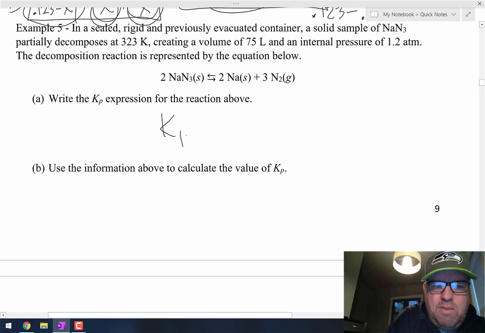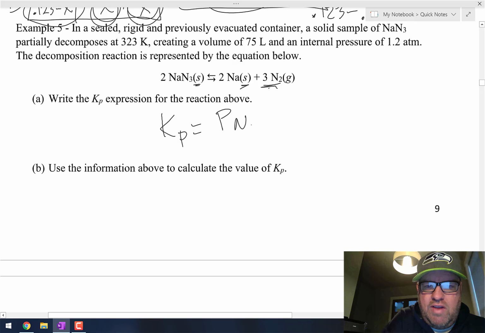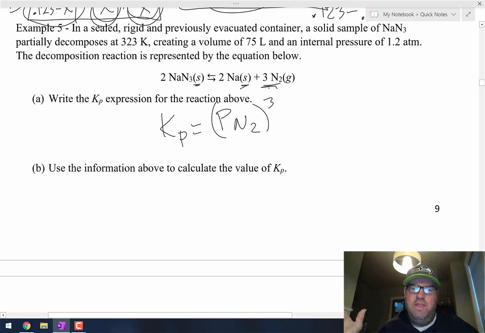So Kp is going to equal, and again, be real careful, because I see solid and I see solid here. Oh, well then Kp is just going to equal the pressure of the product. So that's the pressure of N2 cubed, and that's it. That's everything.